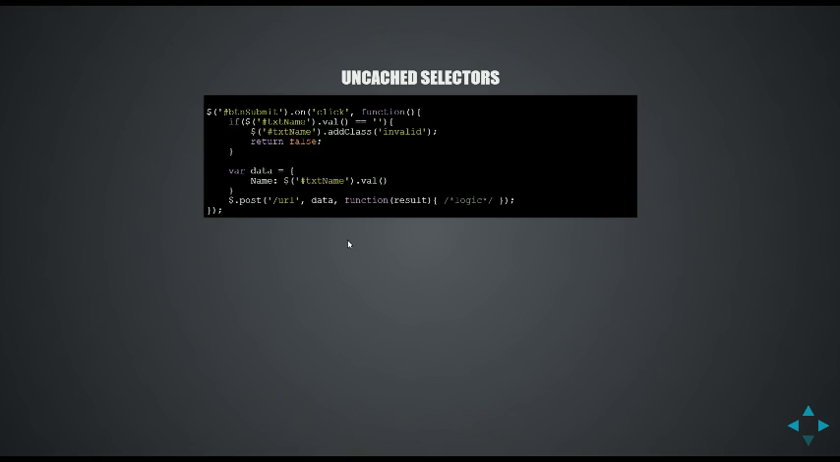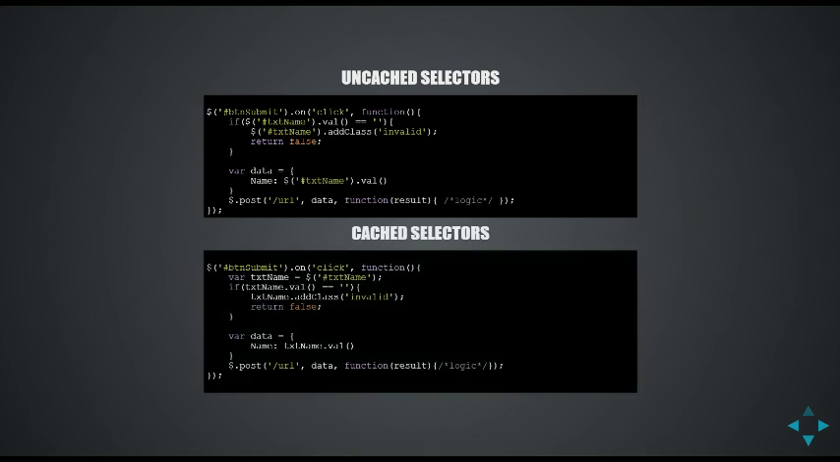So to cache your selector, what you would do is plug it into a variable, and so we'll select it once, put it into a variable, and then here we'll do txt.val, txt.addClass, and then another val right here.